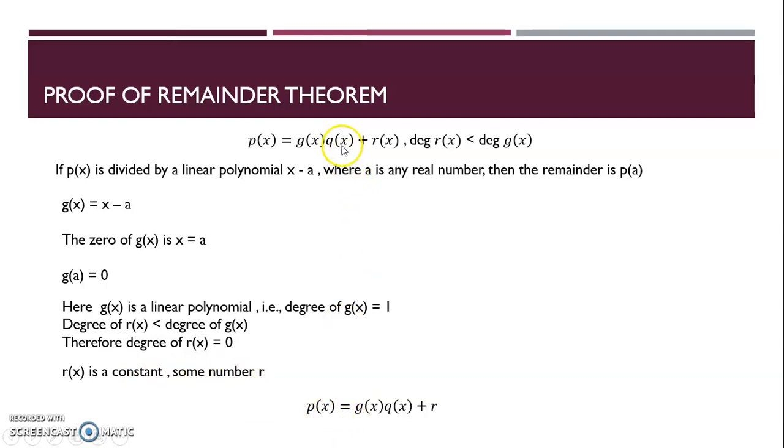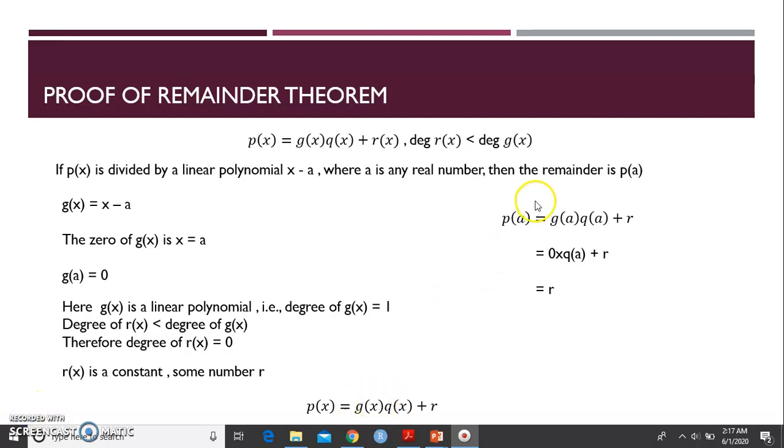So this will be p of x is equal to g of x into q of x plus some number r. So when we substitute the 0 here, this term, that is g of a, becomes 0.